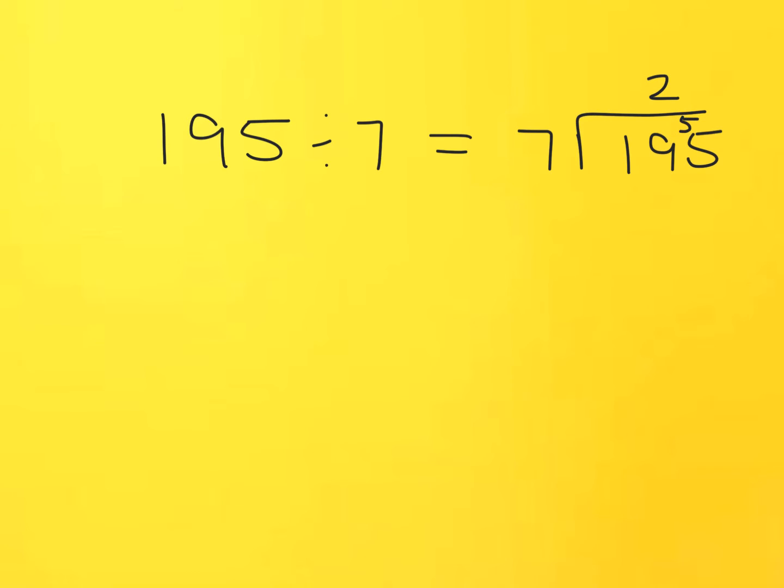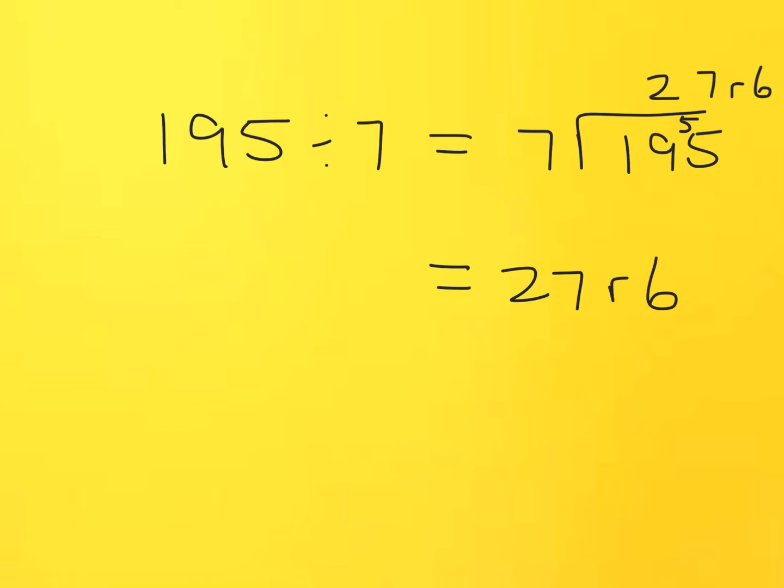So now we should say, how many times does 7 go into 55? Well, 7 goes into 55 7 times, because 7 times 7 is 49. And what is left over? Well, to get from 49 to 55, we have to add another 6. So our answer, therefore, is 27 remainder 6. Hope you got that right.